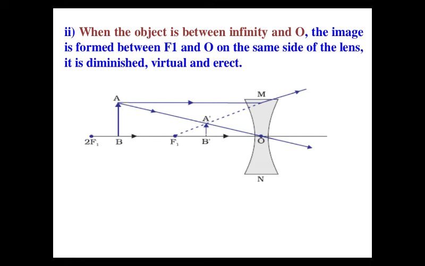So this is the image, and we can see clearly the position of the image is between f1 and O on the same side of the lens. The size of the image is diminished, and the nature of the image is virtual and erect.